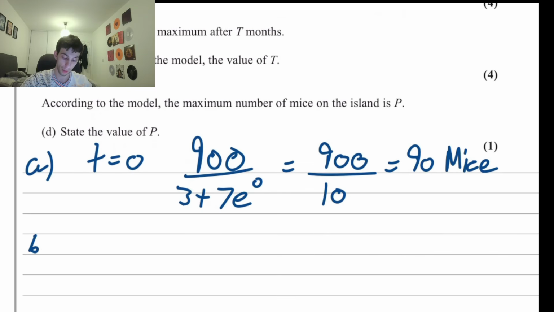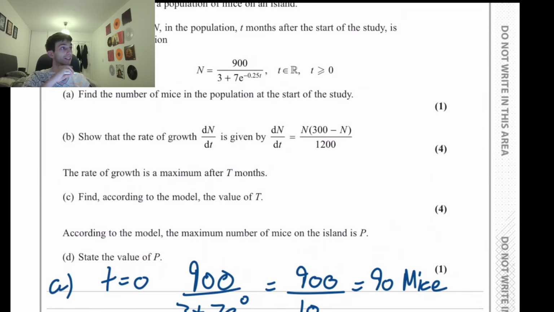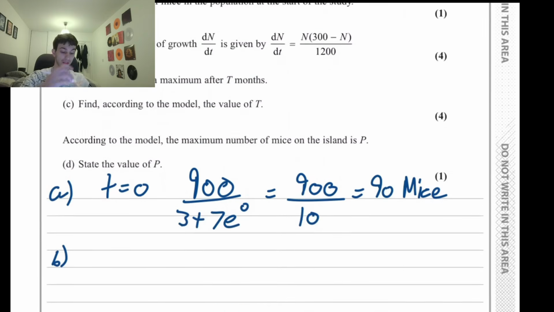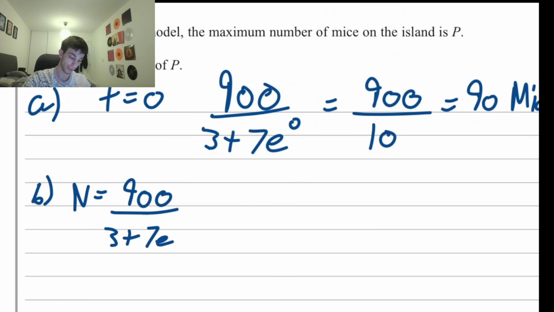Now moving on to part B. Part B is definitely a tricky question. In part B, we have to show the rate of growth, dn/dt, is given by dn/dt = n(300 − n)/1200. So first things first, let's find dn/dt. Just rewriting what they give us in the question, n = 900 / (3 + 7e^(-0.25t)). So we want to find dn/dt.